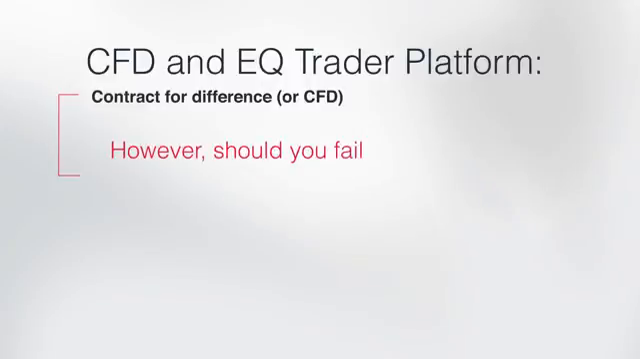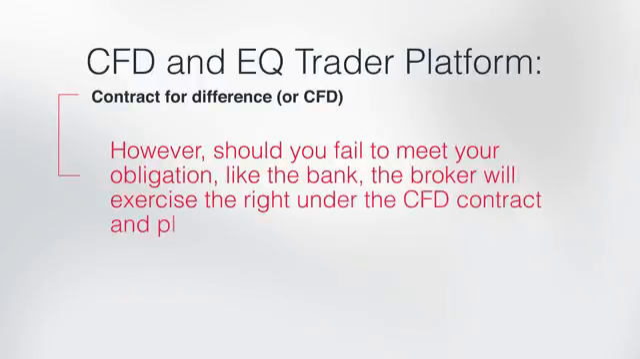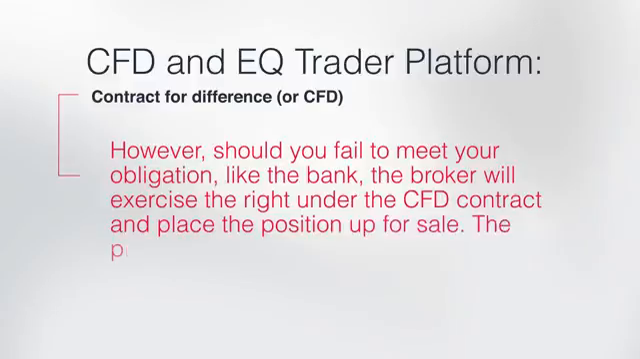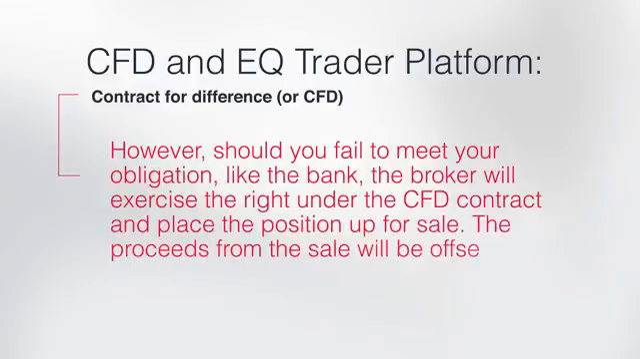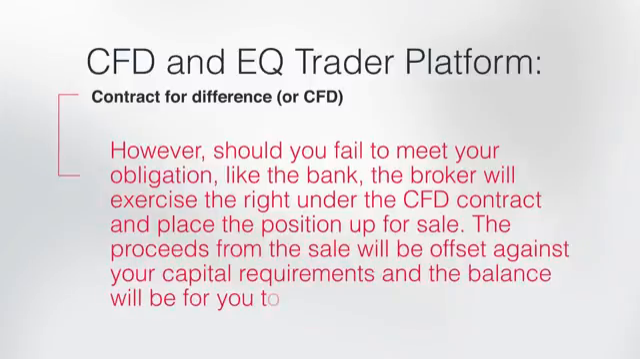However, should you fail to meet your obligation, like the bank, the broker will exercise the right under the CFD contract and place the position up for sale. The proceeds from the sale will be offset against your capital requirements, and the balance will be for you to settle.